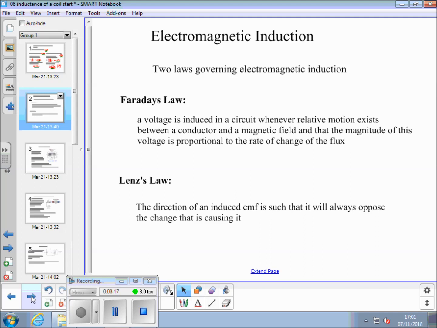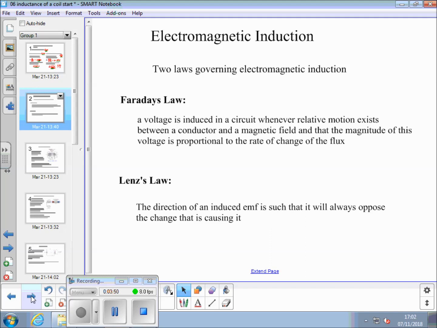So if we had a coil like this, any coil, and we get a magnet, I haven't got it here to demonstrate, but move a magnet in the vicinity of that coil, the lines cutting across the conductor will induce a voltage into the coil, and if there's a closed circuit, a current. That's the first law, Faraday's law: relative movement between a magnetic field and a conductor causes an induced voltage.